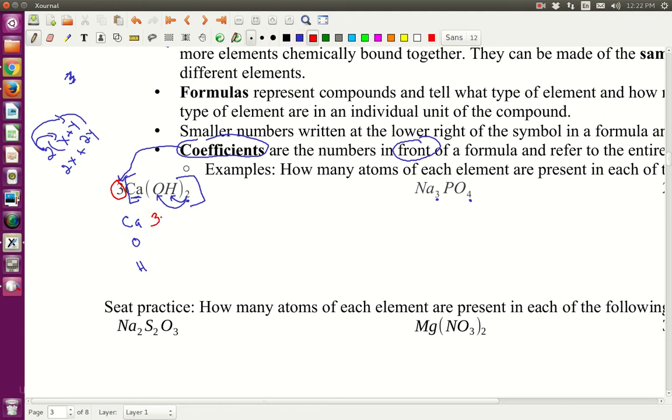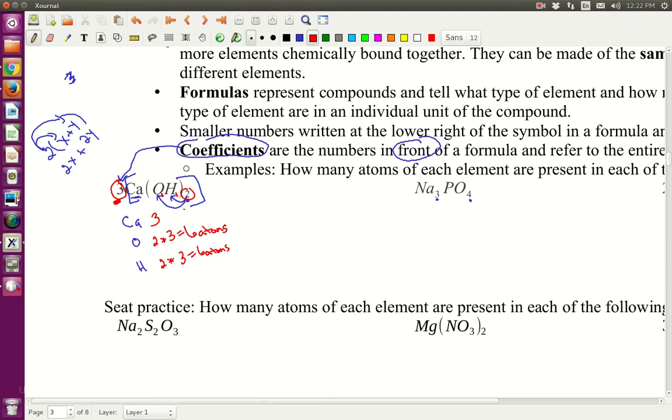Now what about oxygen? Well, inside the compound, I have 1 times 2, so I have 2, but then I have to multiply that by the 3, the coefficient. So I actually have 6 atoms of oxygen. All right, now what about hydrogen? Same thing. There's only 1 hydrogen inside the compound, but I have to multiply it by the 2 because of the subscript, so that's 2, and then I have to multiply it by the 3 because of the coefficient, so that's 6 atoms of hydrogen. All right, so that's the number of atoms for the calcium hydroxide.